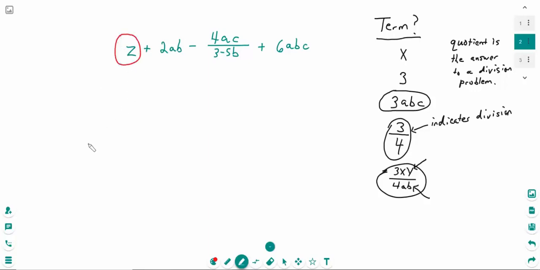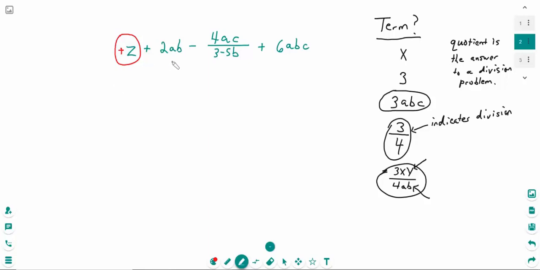And this brings me to another point. When we find terms, we're always going to include the sign with the term. That'll be very important later on. So we're going to write this term as a plus z, a positive z. Just don't say z is a term. No, no, no. Keep the sign with it. It's a positive z. That's the term.